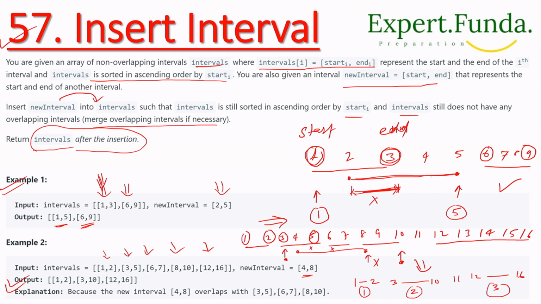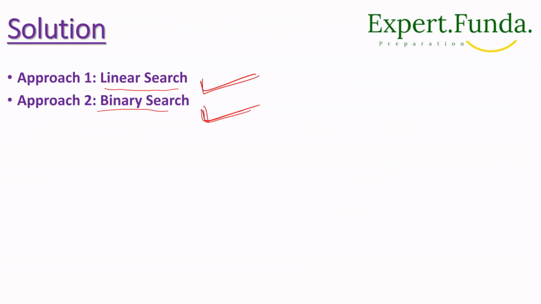If this is overlapping the previous one, then we discard it and assume this is our new interval, and if we can merge, we do that. If you're not aware of this, please go and see the previous part of this question, part one, in which we have seen the linear search.